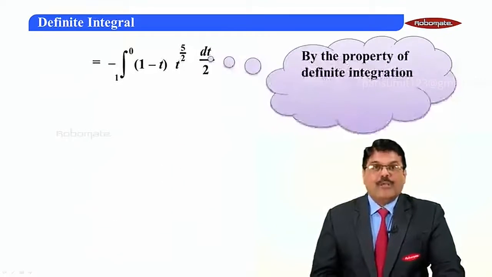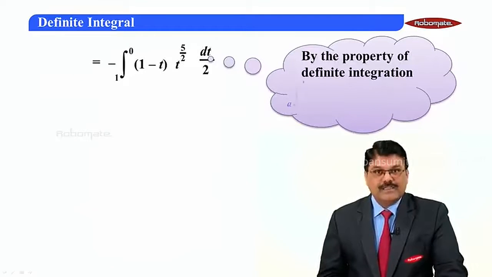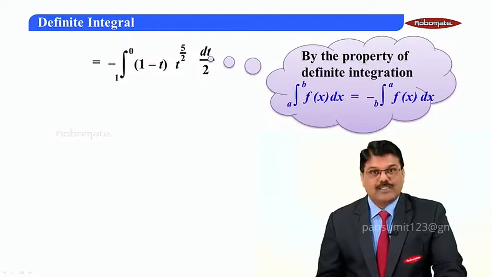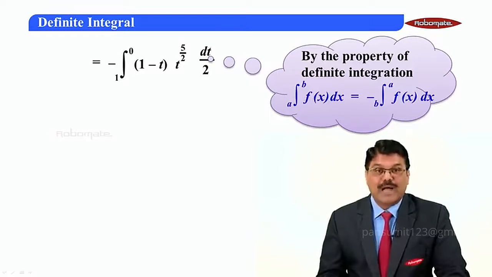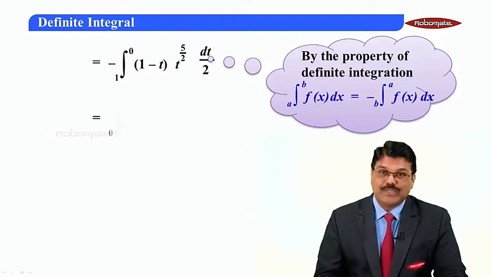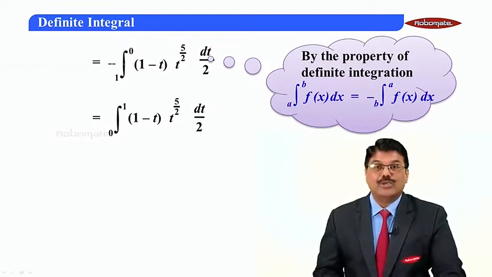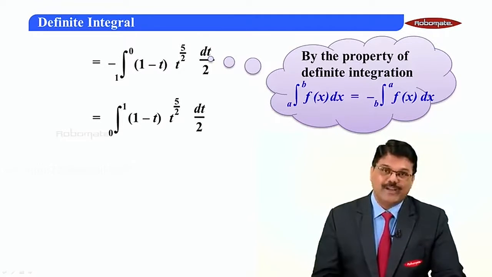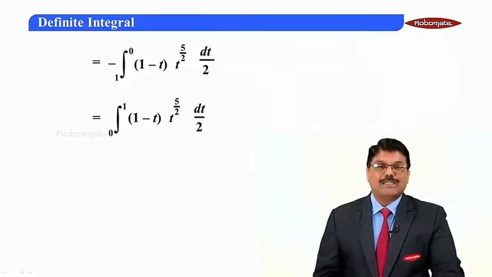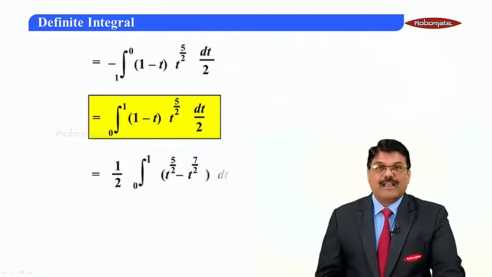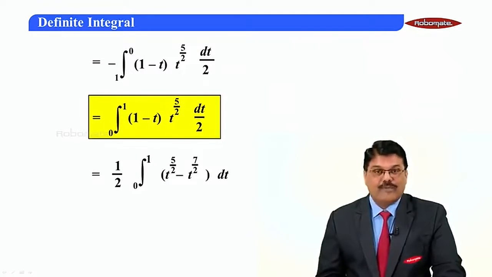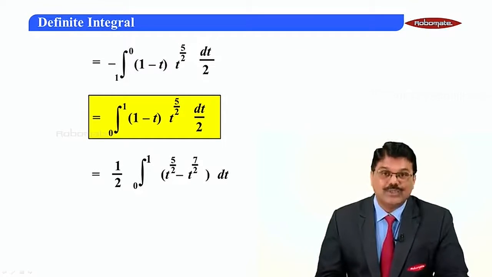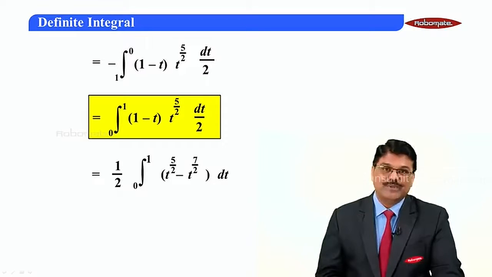Now, by applying the property of definite integration, that integration of f of x dx from a to b can be written as minus of integration from b to a of f of x with respect to dx. So here it becomes 0 to 1, (1 minus t) t raised to 5 by 2 with respect to dt by 2. So let us multiply by this t raised to 5 by 2 inside the bracket, and taking half outside of the integral, it becomes 0 to 1, t raised to 5 by 2 minus t raised to 7 by 2, with respect to dt.